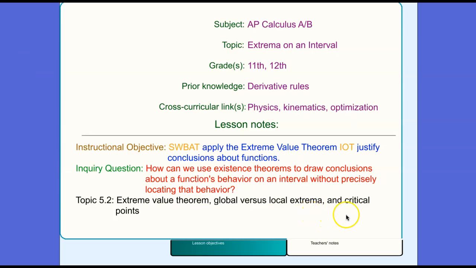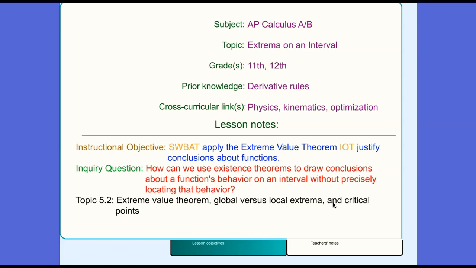The instructional objective for this lesson is that students will be able to apply the extreme value theorem in order to justify conclusions about functions. Our inquiry question is, how can we use existence theorems to draw conclusions about a function's behavior on an interval without precisely locating that behavior? Finally, this lesson focuses on topic 5.2 of the 2019 course and exam description of the AP Calculus AB curriculum.